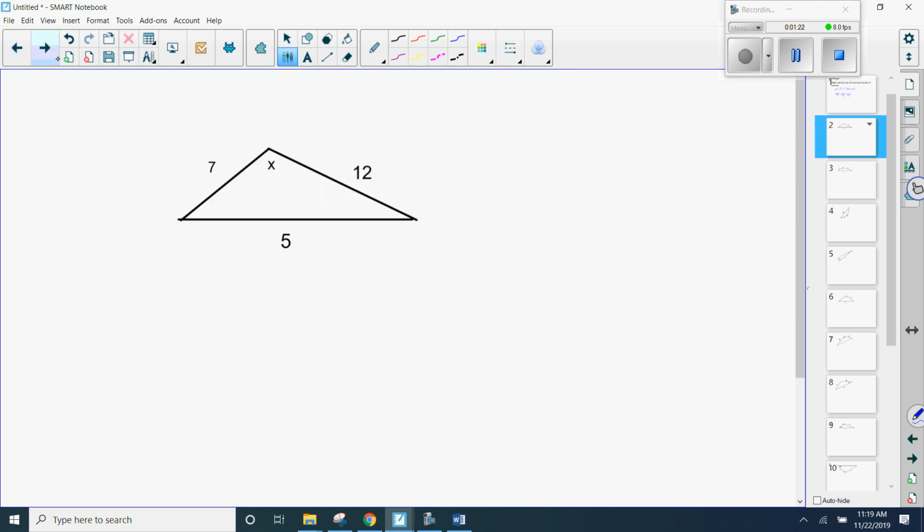So if we look at this first one right here that's on your worksheet, it says law of cosines is the best choice if, case number 1, the length of all 3 sides of the triangle are known and you are trying to find an angle measure. Those are the examples that we worked through yesterday.